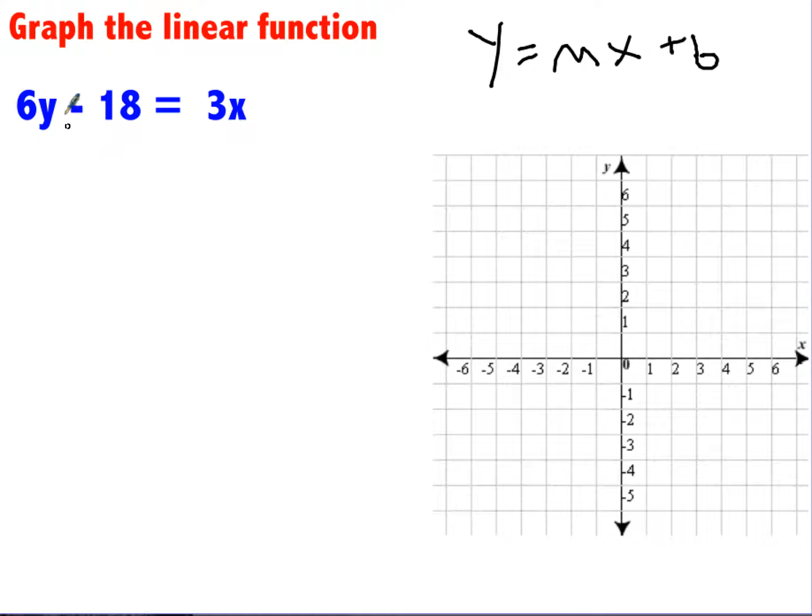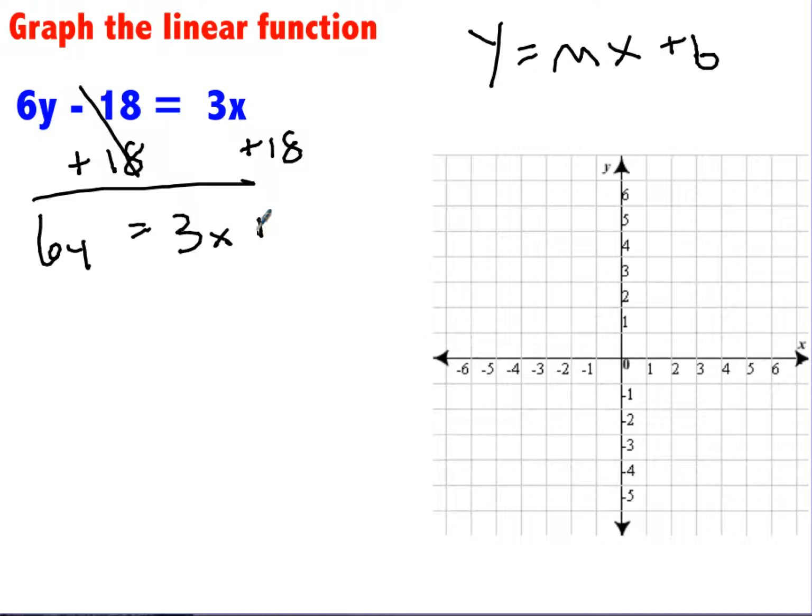All I want to do is get y by itself. So I would just start solving this equation for y. To get y by itself, I've got to move over this minus 18, and I've got to move over this 6, so I would just do the opposite. The opposite of minus 18 would be plus 18. That cancels, and I've got 6y. Whatever I do to one side, I have to do to the other. That equals 3x plus 18. Some of you might see it's already starting to look more like slope-intercept form.